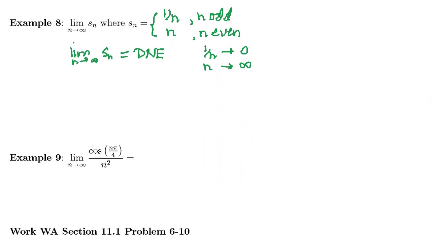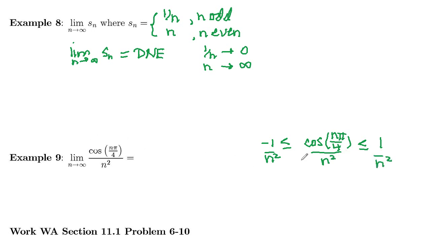Okay, and then one last example. So cosine n pi over 4, that thing actually jumps around a bit, but it's always between 1 and negative 1. This is one where we can use the sandwich theorem. So negative 1 is less than or equal to cosine of n pi over 4, which is less than or equal to 1, because cosine's always between 1 and negative 1. And we want this expression in the middle, so let's divide through by n squared, which is positive, so that preserves all the inequalities.